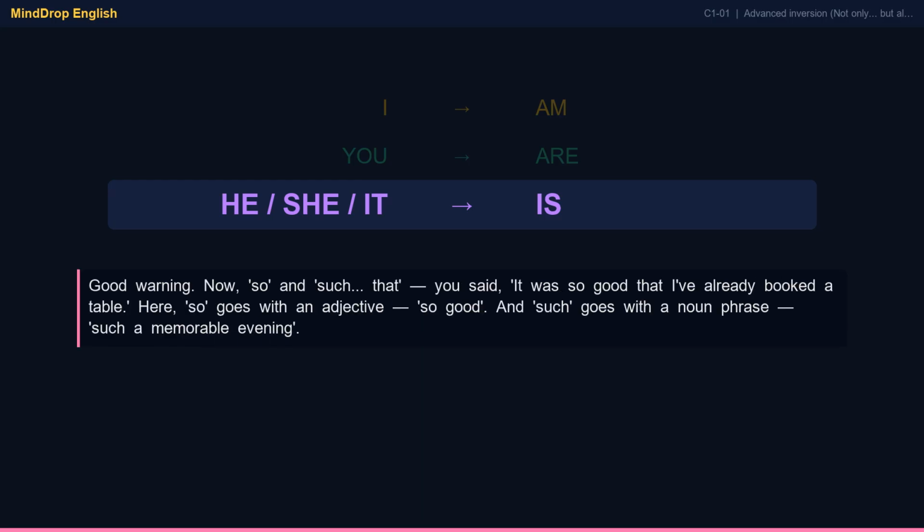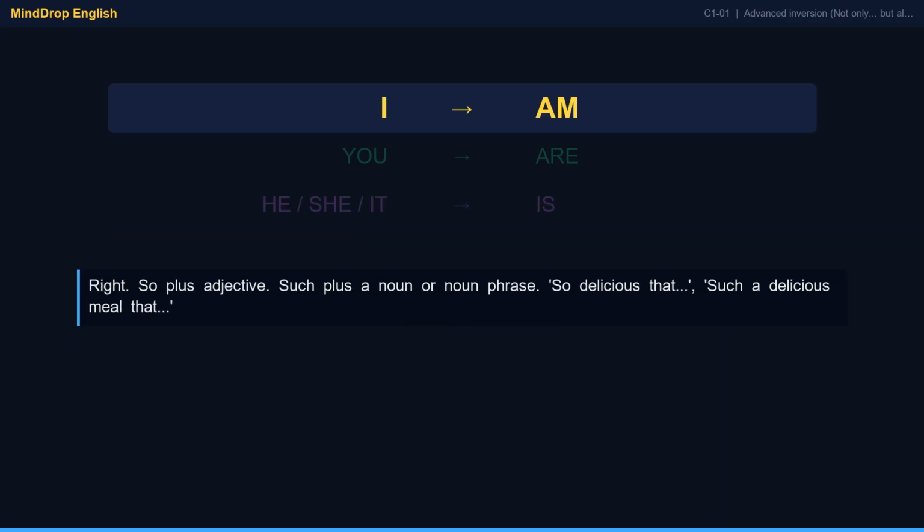Good warning. Now, so, and, such, that, you said. It was so good that I've already booked a table. Here, so, goes with an adjective, so good. And, such, goes with a noun phrase, such a memorable evening. Right. So plus adjective. Such plus a noun or noun phrase. So delicious that. Such a delicious meal that.